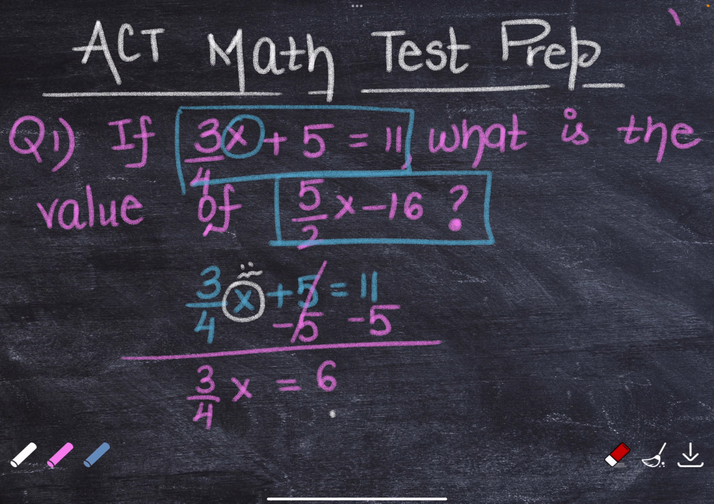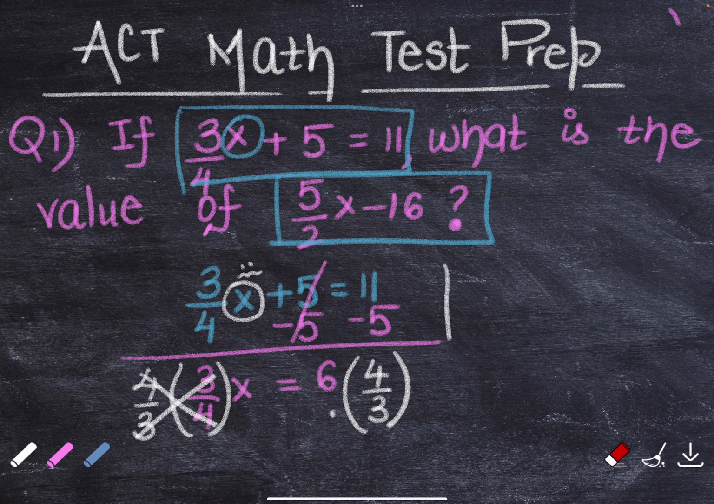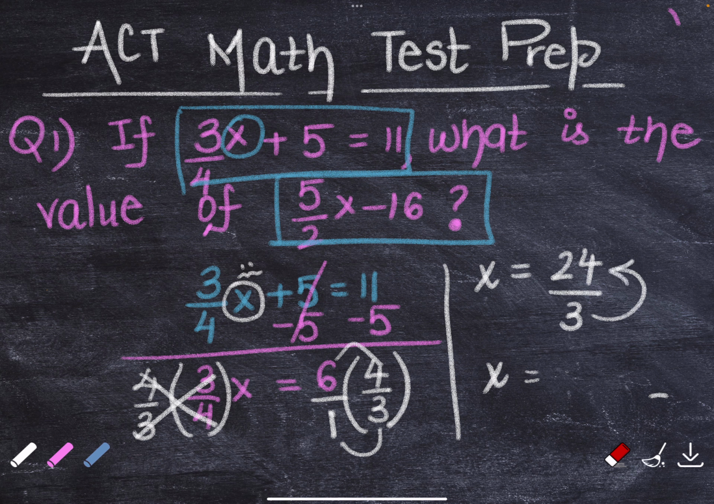Now x is still not alone because 3/4 is bothering it. So what will we do? On both sides, we'll multiply by 4/3, the opposite of 3/4. I multiply by 4/3 on this side also because I need to keep the equation the same. So this goes away, hence x is alone. We can see x equals 6 times 4, 24, and then there's no number here, so there's like a 1, 3 times 1, which is 3. Now x equals 24 over 3. What times 3 will give me 24? 8. I have found the value of x.